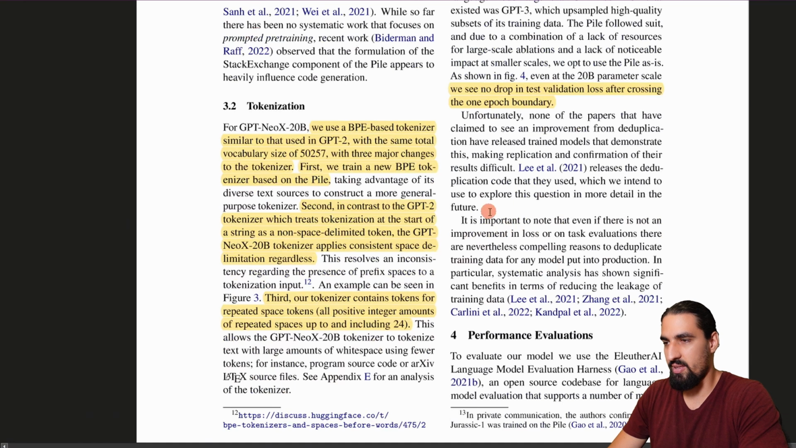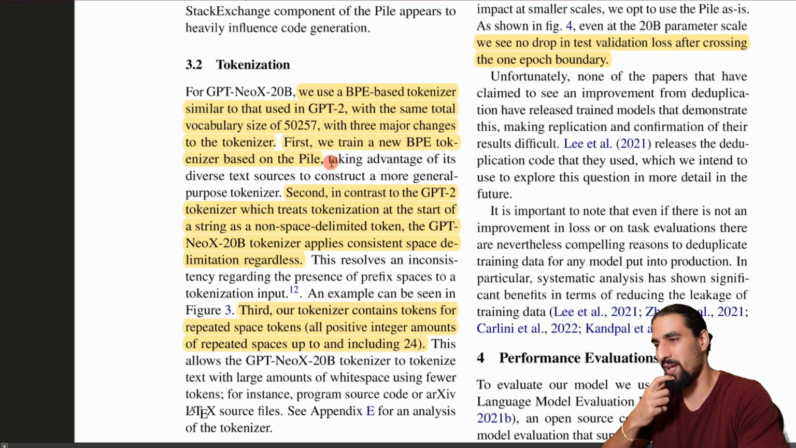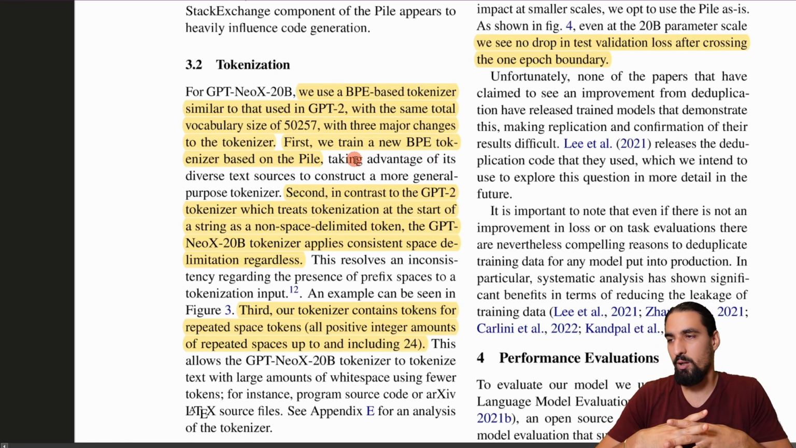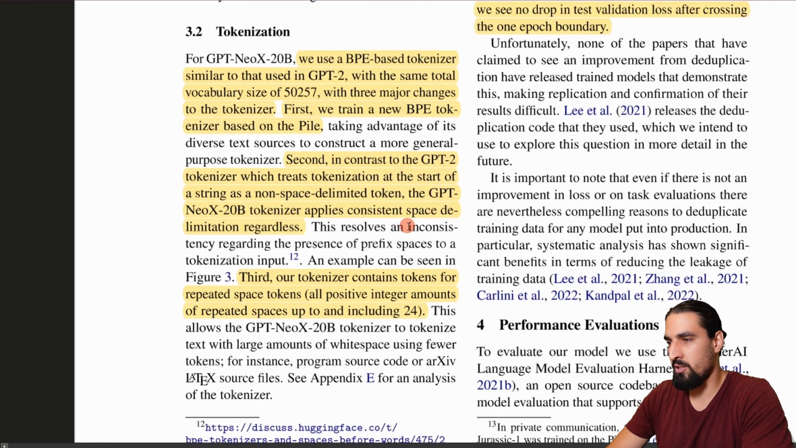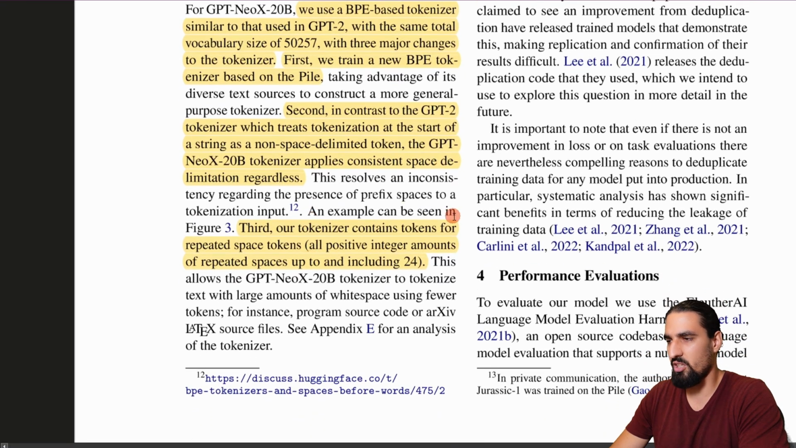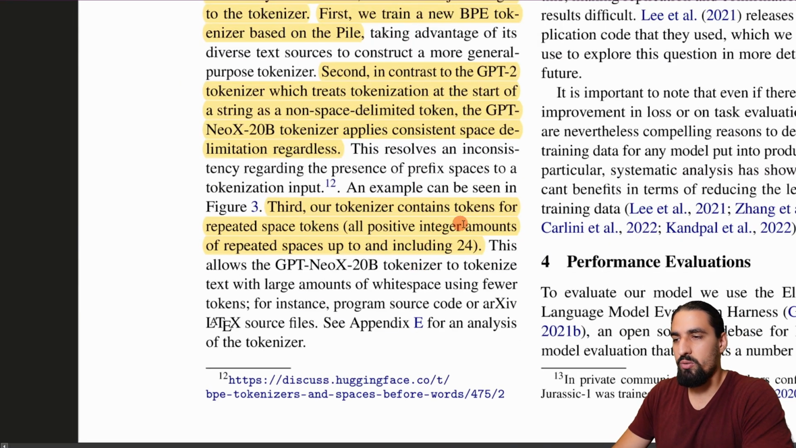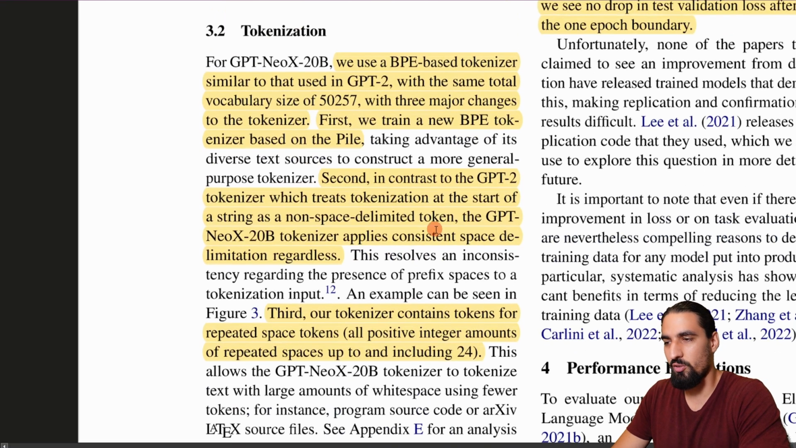A couple more differences they have compared to GPT-3 is the tokenizer. We use a BPE-based tokenizer similar to that used in GPT-2 with the same total vocab size of 50,000, with three major changes to the tokenizer. First, we train a new BPE tokenizer based on the Pile, which makes sense. Because they're training on the Pile, they want to optimize the tokenizer for that particular data. Second, in contrast to the GPT-2 tokenizer, which treats tokenization at the start of a string as a non-space delimited token, the GPT-NeoX-20B tokenizer applies consistent space delimitation regardless. And third, our tokenizer contains tokens for repeated space tokens, all positive integer amounts of repeated spaces up to and including 24. Okay, this is kind of a mouthful, and just some idiosyncrasies of tokenizers.